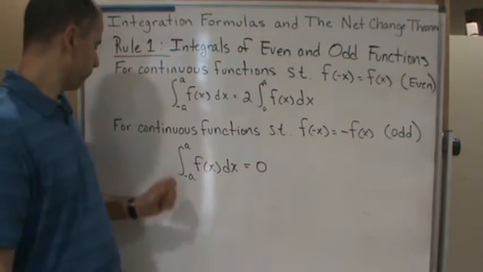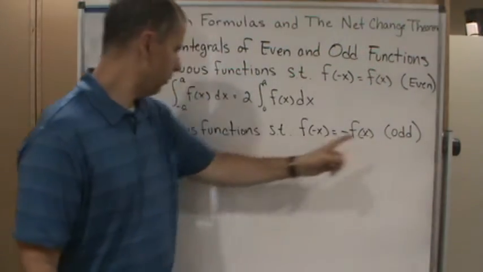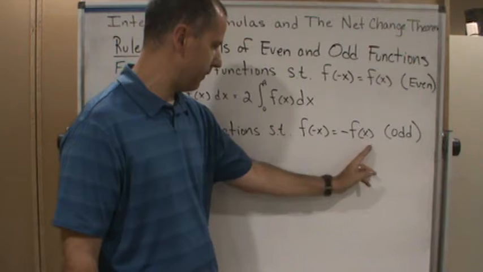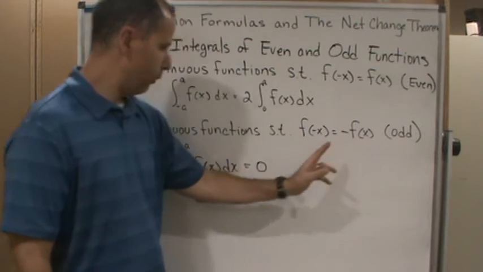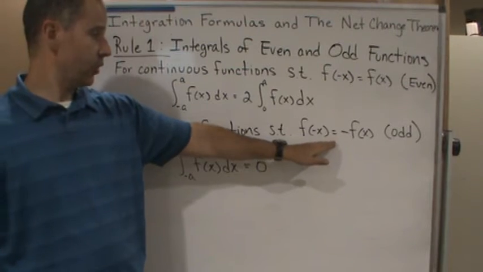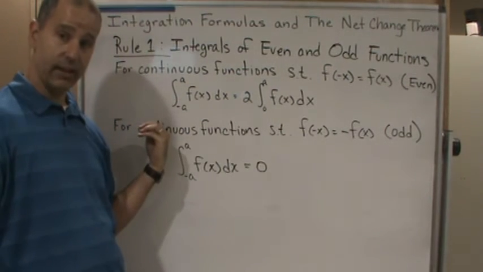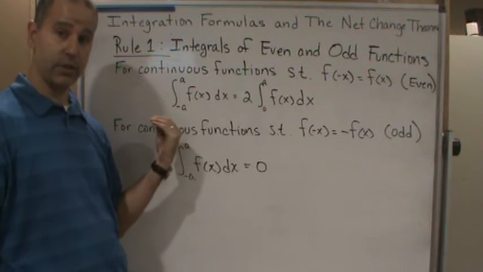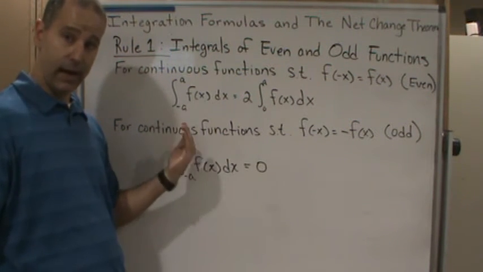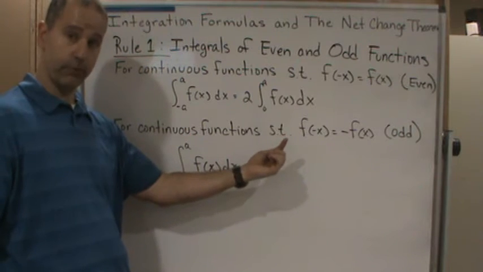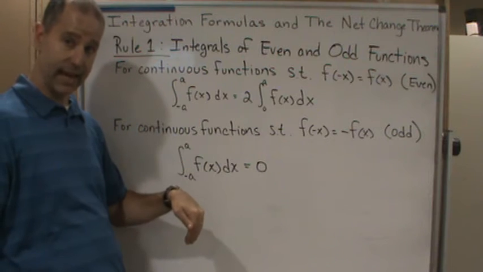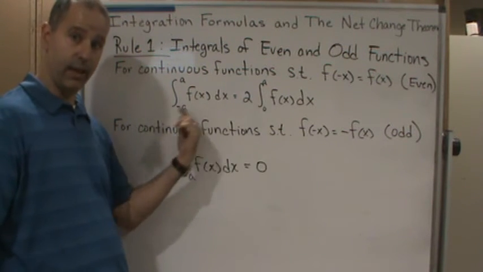Okay? Now, for odd functions, right? So for continuous functions such that this is true, again, this is the definition of an odd function. Now what does that mean? It's symmetric with respect to the origin, right? So that means on one side you've got the mirror image, but it's the mirror image that's inverted and then it's flipped down or up depending on the graph, but it's reflected across the y-axis and then across the x-axis, so you get an inverted image.